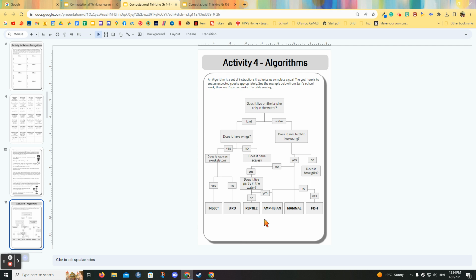The algorithm example I gave was how to classify animals. So it's asking them questions. Does it live on the land or in the water? So then it goes to land or it goes to water. Water, does it give birth to live young? Yes or no? If no, does it have gills? Yes or no? So it's breaking things up according to these questions.